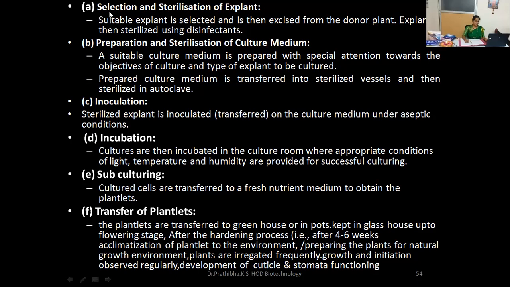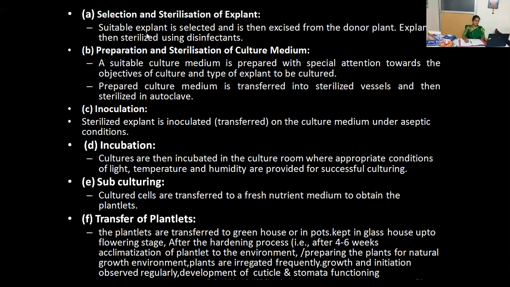Here, the first step, as I told in the previous slide, is selection and sterilization of the explant. A suitable explant is selected and then excised from the donor plant. Then the explant is sterilized using disinfectants. In the beginning, the selected explant is washed with tap water, then with a detergent like Tepol, just one drop, then the surface sterilizing agent. At the end of all the treatment with the surface sterilizing agent, you must rinse all the explants using distilled water.